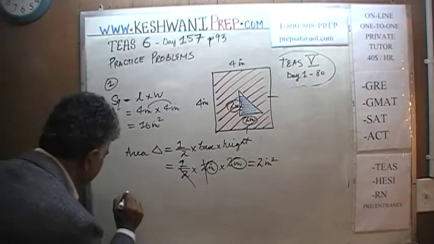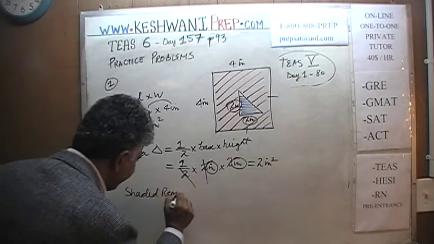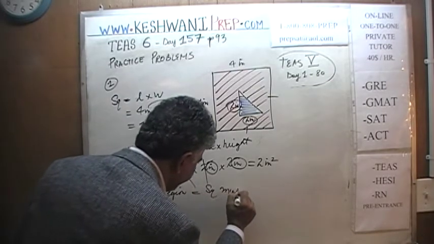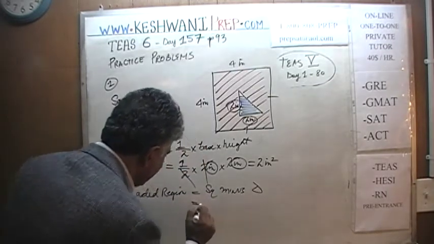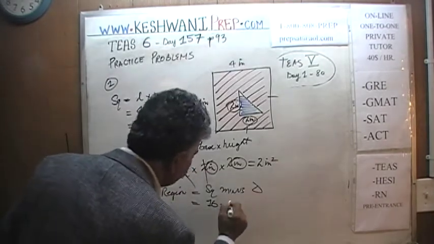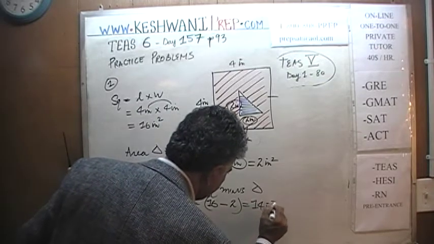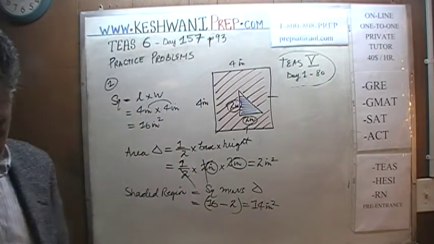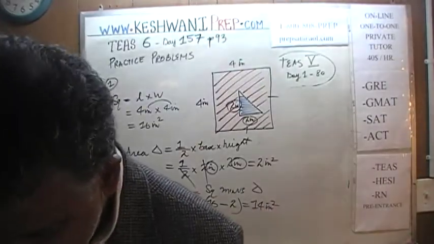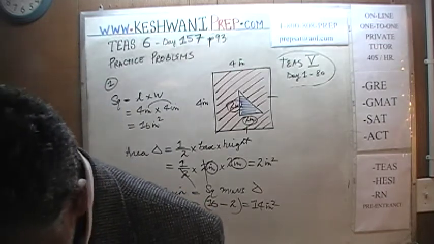So the shaded region is simply the total square minus the triangle. And the square we saw was 16 square inches minus the 2 ends up with 14 square inches. The area of the shaded region is 14 square inches. Do you understand? Let's do the next one, shall we? Let's do the next one.